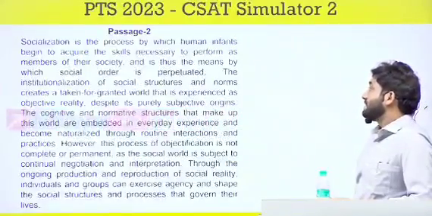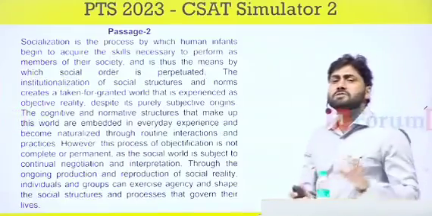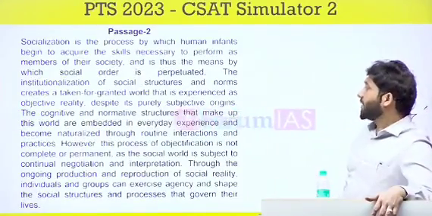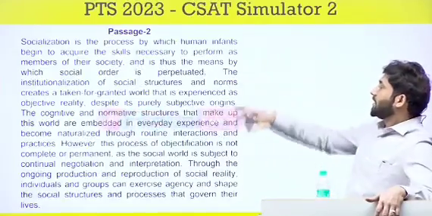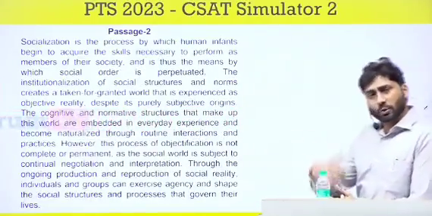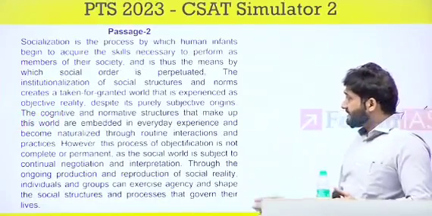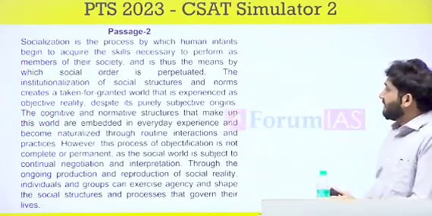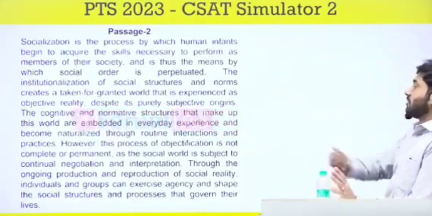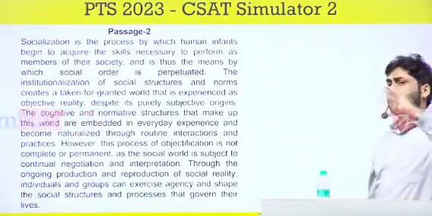But people experience it as an objective reality, which is very much subjective, or based on subjectivity. That's what the author talks about here. And the whole passage is around the same: how it is dependent, how it is acquired, how it is learned, if it is cognitive or normative. All those differences have been discussed. And finally, even in the later part of the passage, however, this process of objectification is not complete or permanent, as the social world is subject to continual negotiations and interpretations.